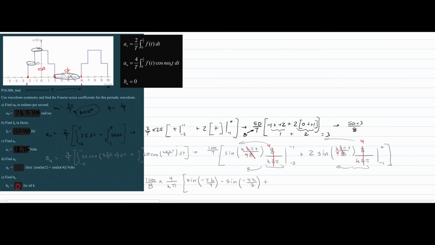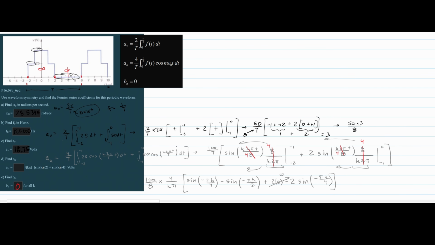We're going to put our 0 in. We know sine of 0 is just 0. So we're going to have a 2 times 0 here. We're going to have a minus 2. And then we're going to plug in our negative 1. And that's going to be the same thing as our first one. So we're just going to have a sine of minus k times pi divided by 4. And so this is our new equation. This is going to zero out.